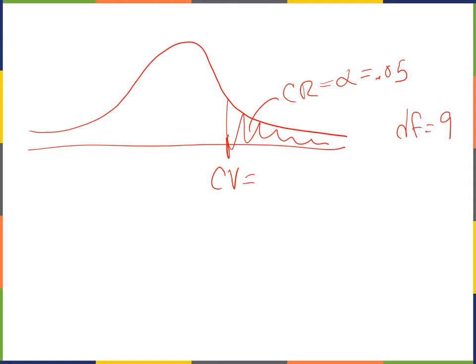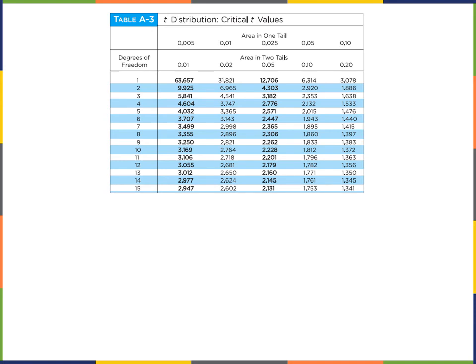Once we do that, we figure out where that test statistic is going to fall. Remember, the test statistic was 1.98. And does that test statistic of 1.98 fall in or out of this critical region? If it's in, we reject. If it's out, we fail to reject. So let's look at our t-table. So our area in one tail was 0.05. Our degrees of freedom was 9. So we look at this, and there is our critical value.